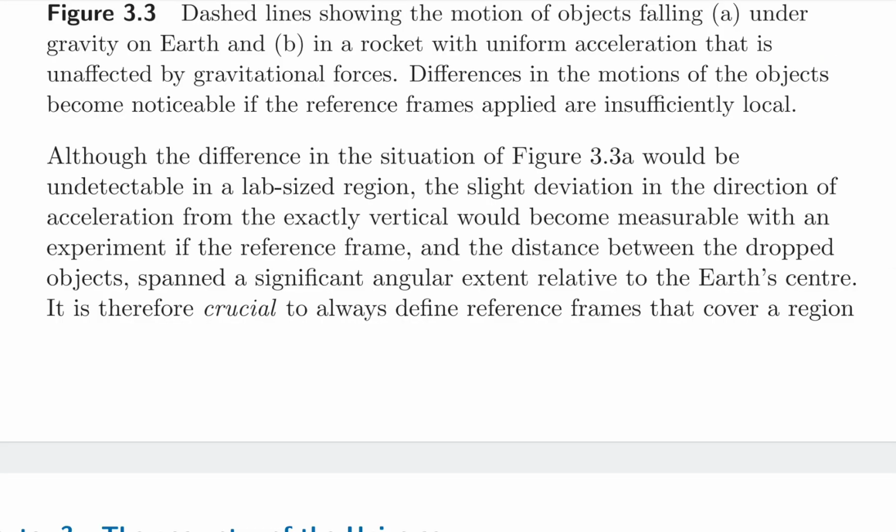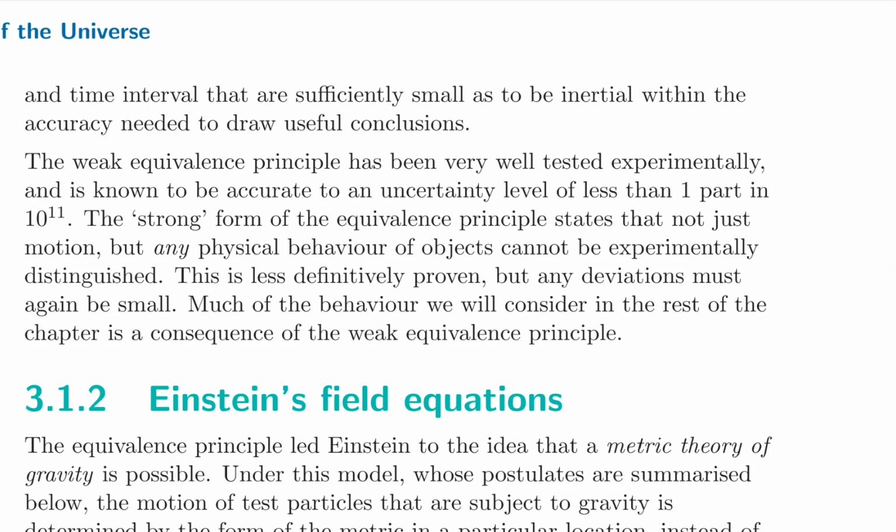Although the difference in the situation of figure 3.3a would be undetectable in a lab-sized region, the slight deviation in the direction of acceleration from the exactly vertical would become measurable with an experiment if the reference frame and the distance between dropped objects spanned a significant angular extent relative to the Earth's center. It is therefore crucial to always define reference frames that cover a region and time that are sufficiently small as to be inertial within the accuracy needed to draw useful conclusions.